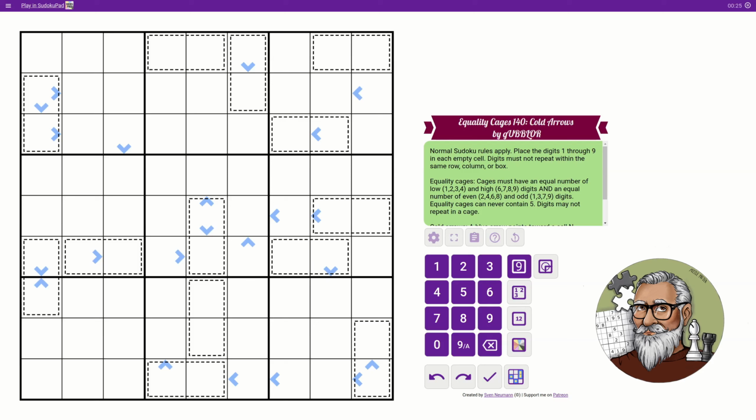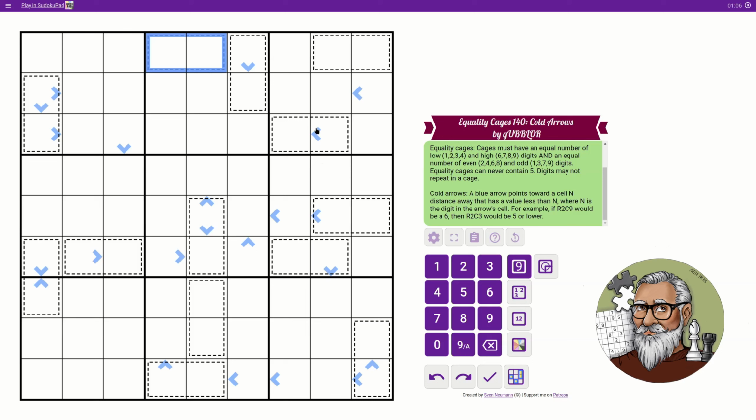Alright, let's read the rules. Normal Sudoku rules apply. Place the digits 1 through 9 in each empty cell. Digits must not repeat within the same row, column, or box. So far so good, I hope, for everyone. Equality cages. Cages, so these are those dominoes that are marked by a dotted line, must have an equal number of low, 1 to 4, and high, 6 to 9 digits, and an equal number of even, 2, 4, 6, 8, and odd, 1, 3, 7, 9 digits. Equality cages can never contain 5. Digits may not repeat in a cage.